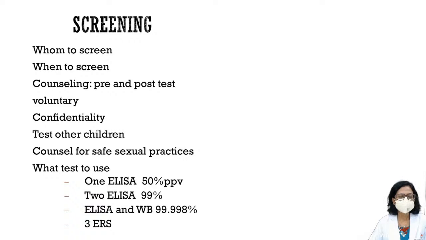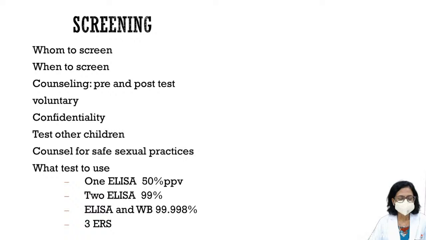All pregnant women coming for antenatal care should be screened early in pregnancy. Those at high risk should again be screened in the 3rd trimester, with pre and post test counseling. It is voluntary, and confidentiality should be maintained. If she is positive, the option of testing the partner and other children should be given. She should be counseled for safe sexual practices.